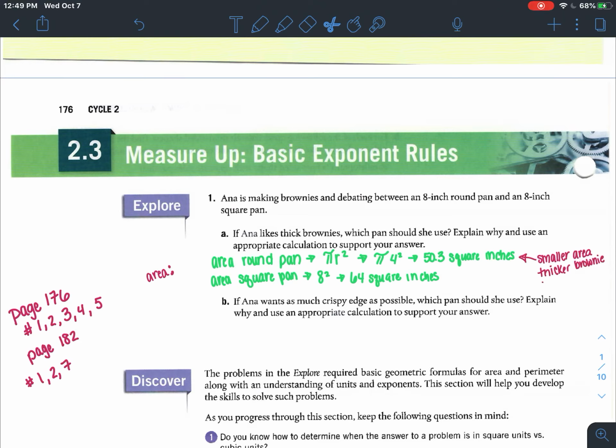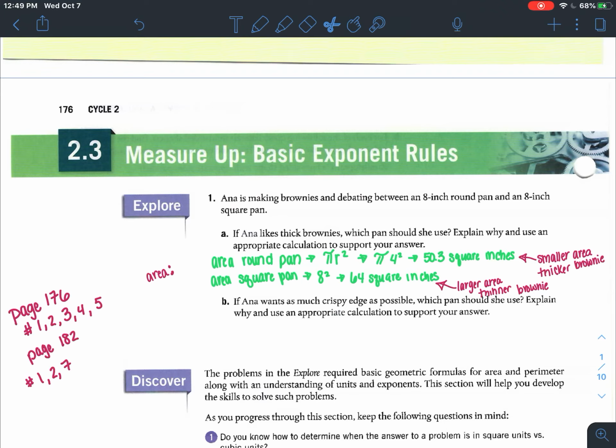So what does this mean? Well, the round pan is going to have a smaller area. So that means a thicker brownie. And the square pan has a larger area, meaning a thinner brownie. So Anna would probably want to use the round pan for a thicker brownie.